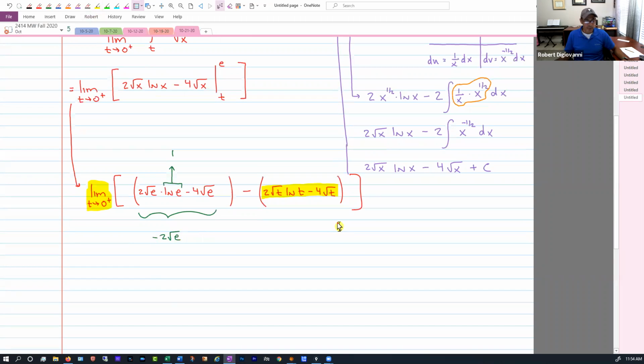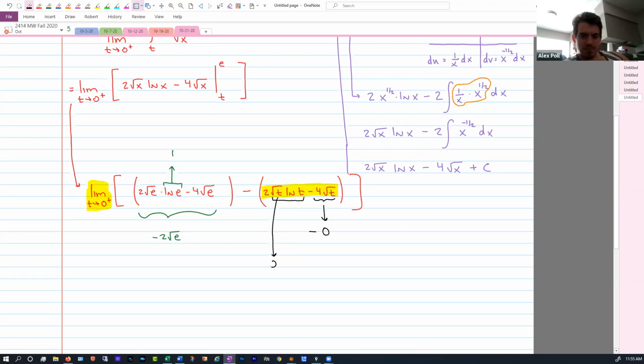All right, pay attention. Things are about to get a little weird. This piece here goes to 0. I don't think anyone would disagree with that, right? And we have subtraction in front of it, so that just goes to minus 0, so it's basically going away. This part here is the part that we're going to have an issue with, because as t goes to 0, the square root of t goes to 0. But we have natural log of t. As t approaches 0 through positive numbers, because we're coming in from the right, we already said that goes to negative infinity.